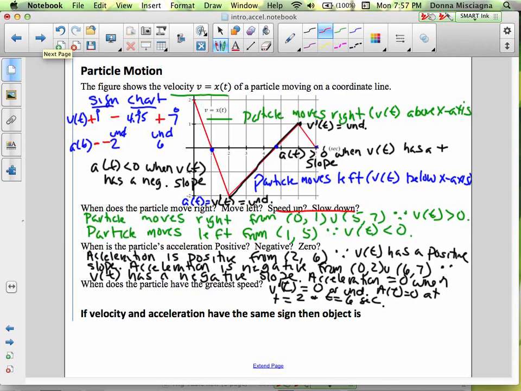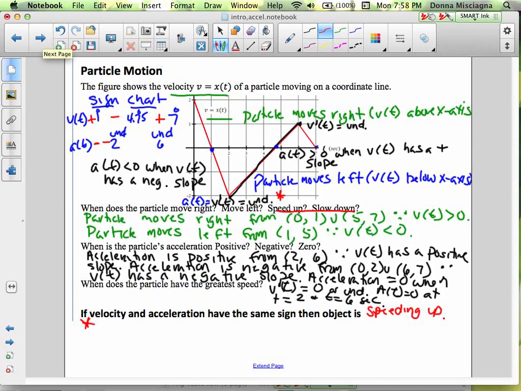Actually, we'll write it up here. We can put it right here, because we're just going to answer this. So if velocity and acceleration have the same sign, the object is speeding up. There we go. All right, so now let's answer the speeding up, slowing down part.